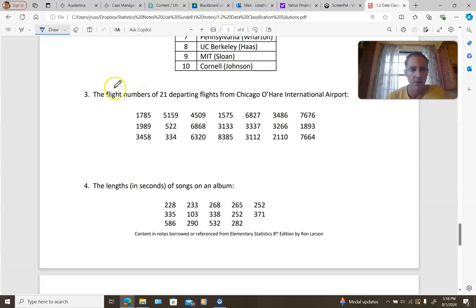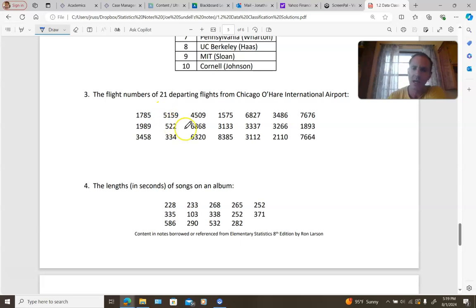Number 3, the flight numbers of 21 departing flights from Chicago O'Hare International Airport. Okay, now this data appears to be numerical. Well, it is numerical. So you may think, oh, okay, well, this is quantitative data. But it's not. It's actually qualitative. Because these numbers are strictly for labeling those flights. That's it. Okay? So this is qualitative data, so it can only either be nominal or ordinal.